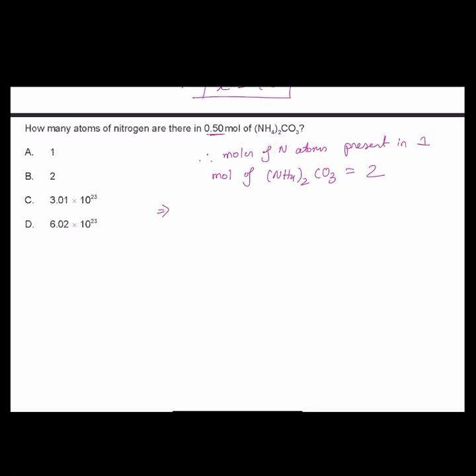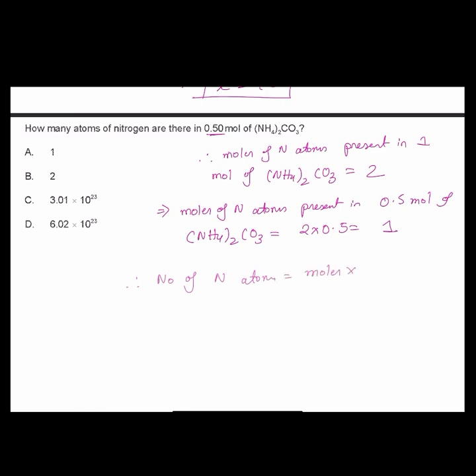Now we have to find the moles of nitrogen in 0.5 moles of this compound. So moles of nitrogen atoms present in 0.5 mole of (NH4)2CO3 will be equal to 2 times 0.5. Okay, and that becomes 1. So it's a total of 1 mole of nitrogen atoms. Therefore, we can find the number of nitrogen atoms. This would be moles times the Avogadro number. Moles is equal to 1. Avogadro number is 6.02 times 10 to the power of 23, which gives me the final answer. So we can say option D is the correct answer to this question.